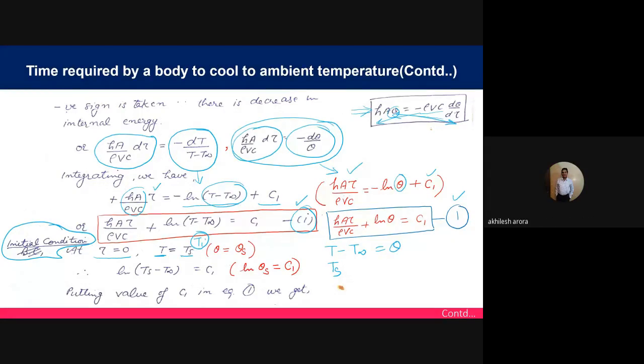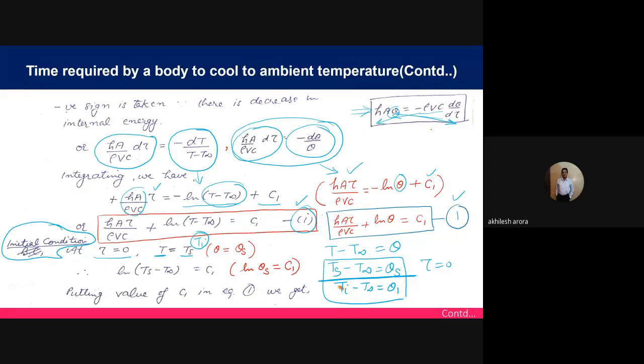Okay, when I take tau equal to 0 and put T as Ts, I will get this value. Or I can say this can also be written in a different way. If I am using Ti, I can write it as Ti minus T infinity is equal to theta i. Only thing is that instead of s, I am using i. So it is one and the same thing. You can use either of these two.